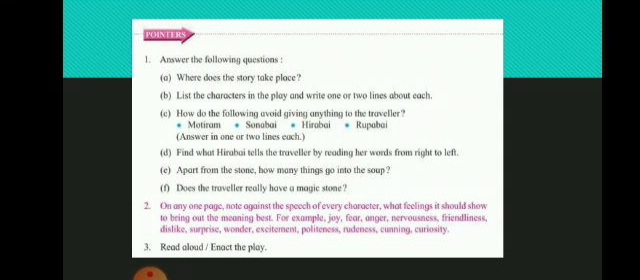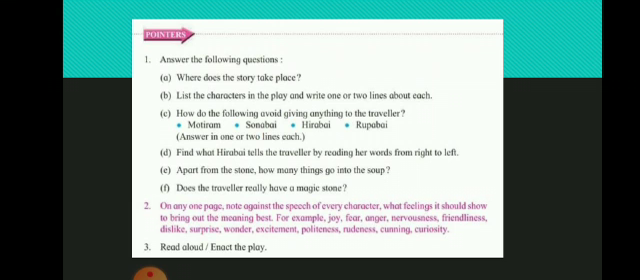Yes, right. Now next is, does the traveler really have a magic stone? Children, did he have a magic stone? No, the traveler does not have a magic stone, but he uses the stone to make the miserly villagers believe that the stone was magical. It was the magic of their sharing. There was no role of the stone.